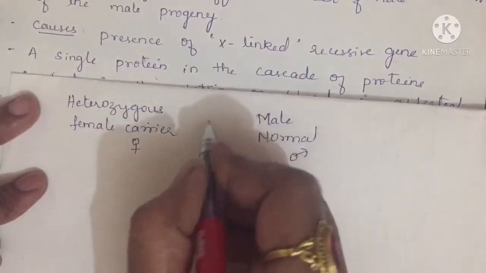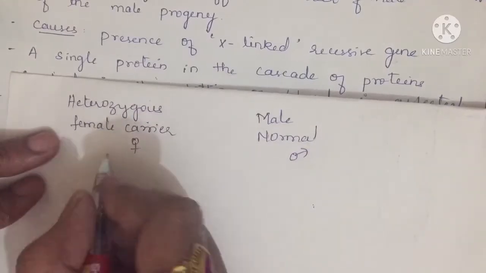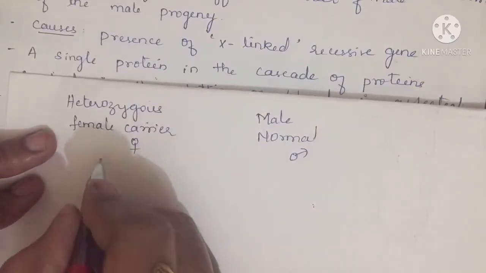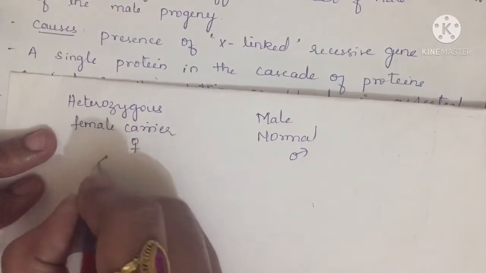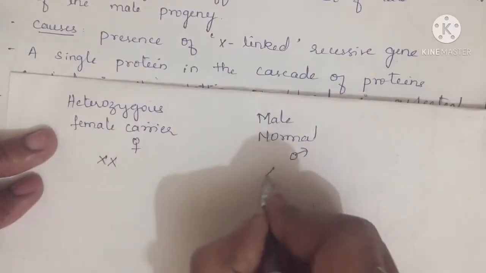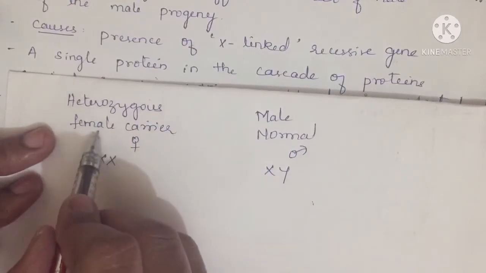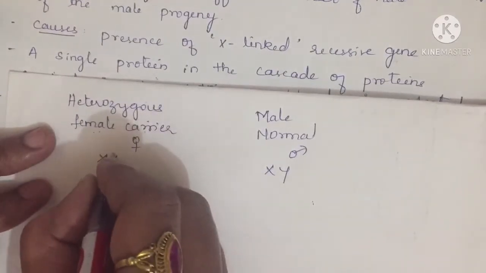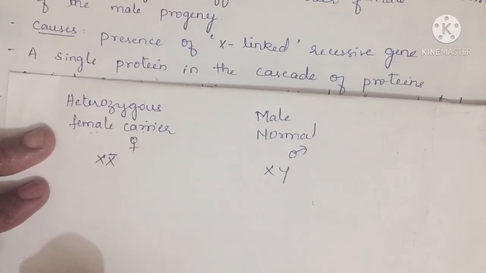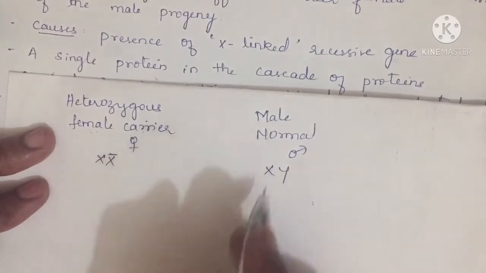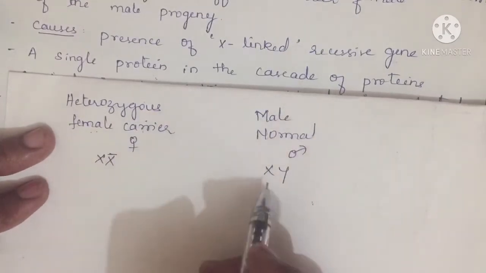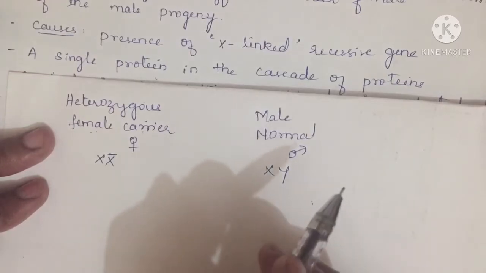So to show that, here for the female we shall first give only the sex chromosomes, XX, and here XY. Am I right? Then here we have said female carrier means carrier, for that we have used this dash on that, XX dash, right? And the male is normal, so that's why XY.